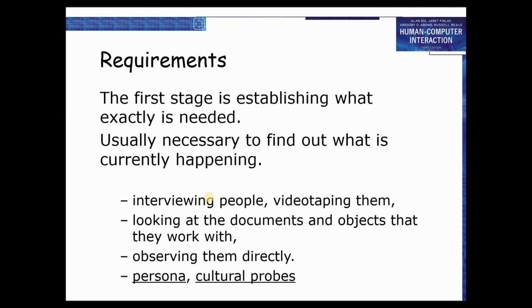In the requirements, it is the first stage in establishing what is needed, what you want exactly from your design. Remember, design is like in software engineering: you want to make some interface, you want to know what is required. And usually it is very important to find out what is currently happening. In the case of SIS, when the online system was not there, how was the faculty taking attendance, how did the faculty store the marks, and how did the students see their marks or other details?